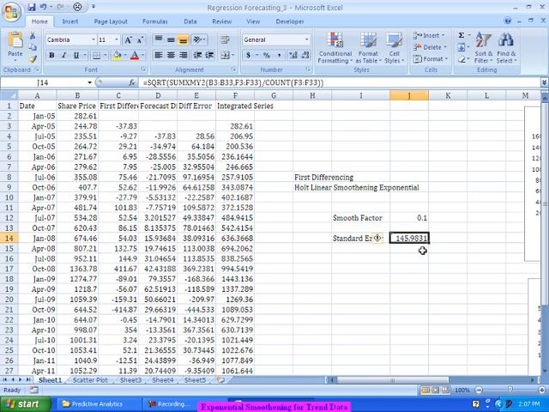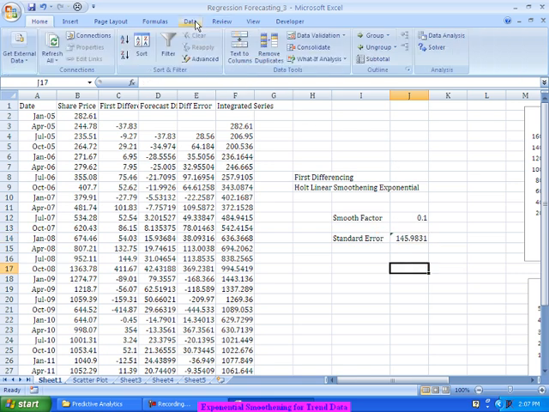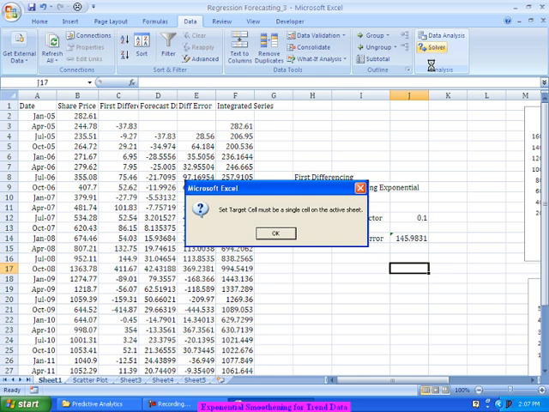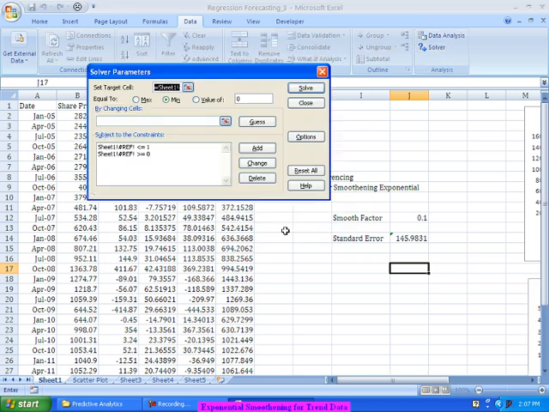Now what I have to do is to make sure that my numbers are much better. I have to find out what is the appropriate value of the smoothening factor so that my standard error is as much minimum as possible. Again, I can use Solver in this case. So for the Solver, all I am taking is the target cell, which is the standard error. I'll set it to minimum by changing the smoothening factor value.